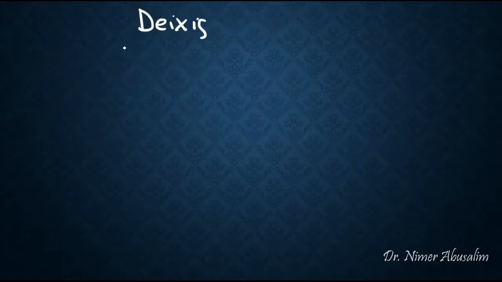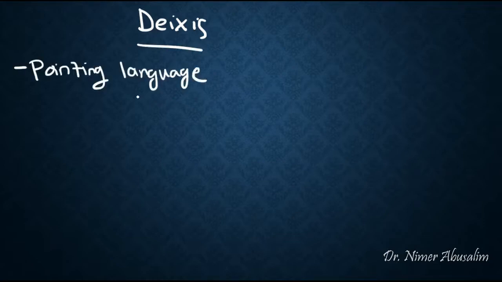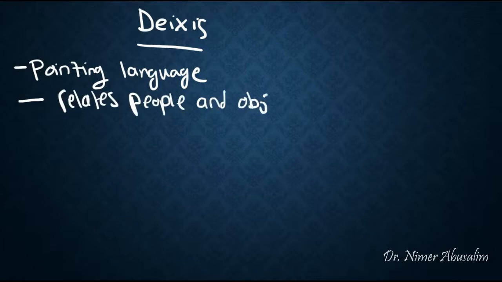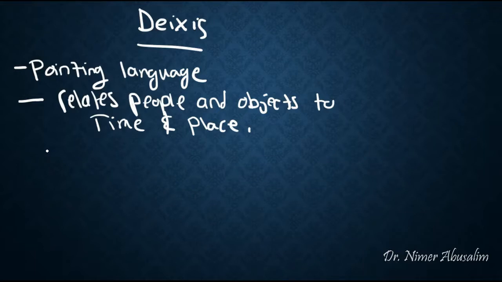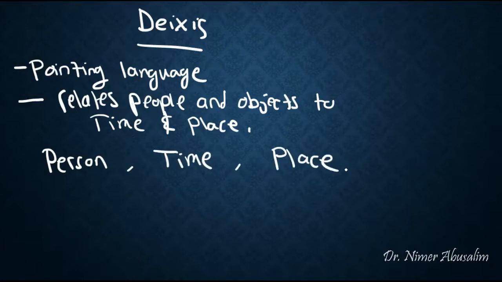Let's start with deixis. Now, deixis is basically what you can call pointing language. Why is it called pointing language? Well, you can point to something next to you and say, this book. You can point to a book further away and say, that book. So since we usually point to things when we use deixis, another nickname for deixis is pointing language. The importance of deixis is that it relates people and objects to time and place. Now, generally speaking, there are three main types of deixis: person deixis, time deixis, and place deixis.